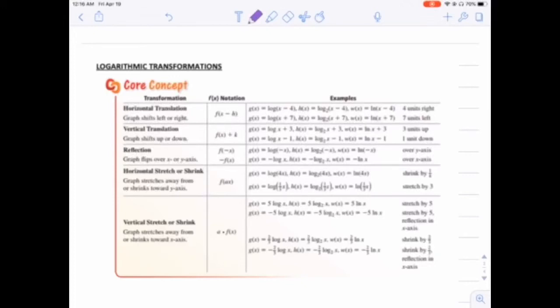All right, so our logarithmic transformations, we have several different forms for our parent functions. We could be starting with our common log function, which is just f of x is equal to log of x. Remember the implied base here is 10. Or we could have a base other than 10, so we could have log base b of x. Or finally, we could have our natural log, our ln of x.